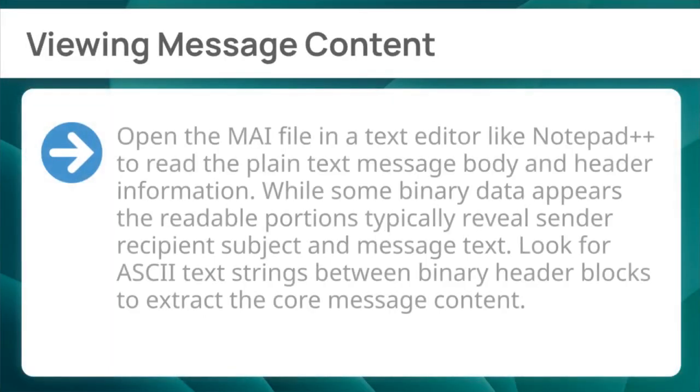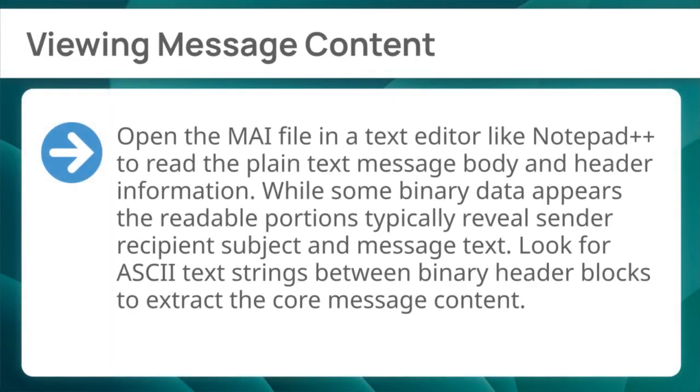First, viewing message content. Open the MAI file in a text editor like Notepad++ to read the plain text message body and header information. While some binary data appears, the readable portions typically reveal sender, recipient, subject, and message text. Look for ASCII text strings between binary header blocks to extract the core message content.